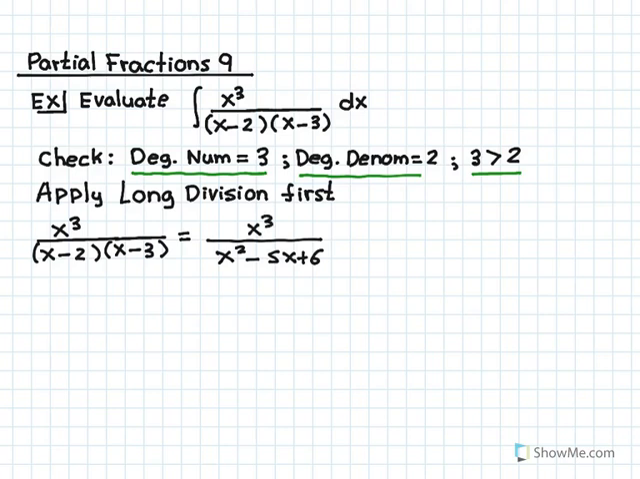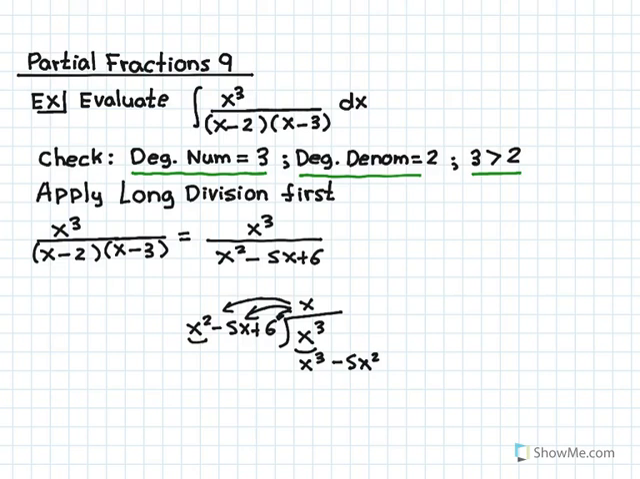Now let's do the long division. So we have x cubed divided by x squared minus 5x plus 6. Now, x squared goes into x cubed how many times? X times. Now distribute. X times x squared is x cubed. X times negative 5x is negative 5x squared. And x times 6 is 6x. Let's put some fillers in here. It will make our job easier.